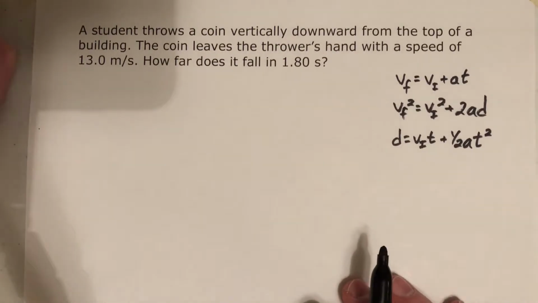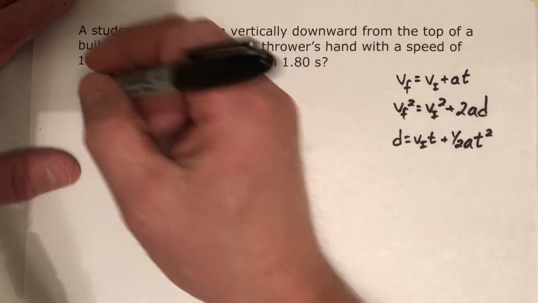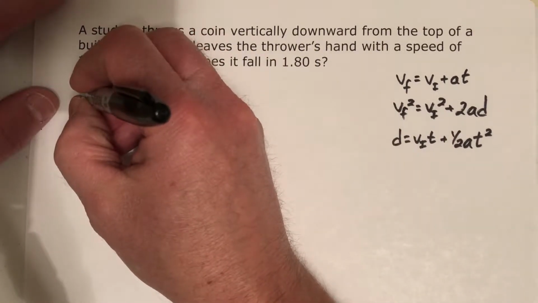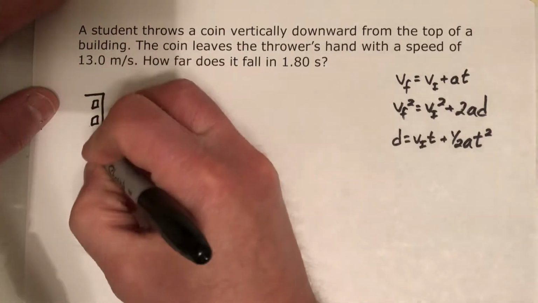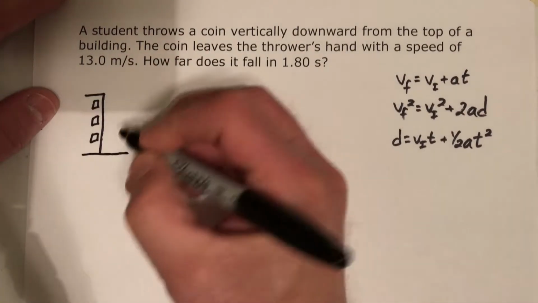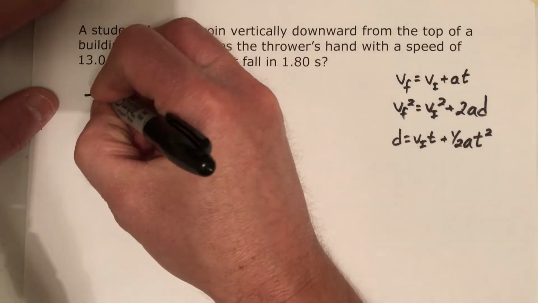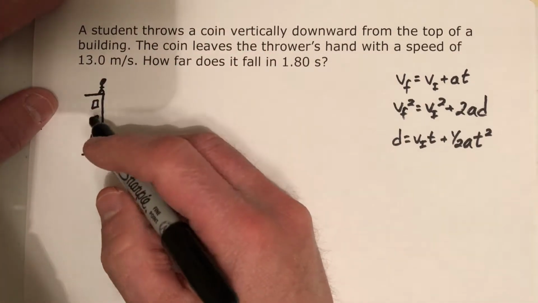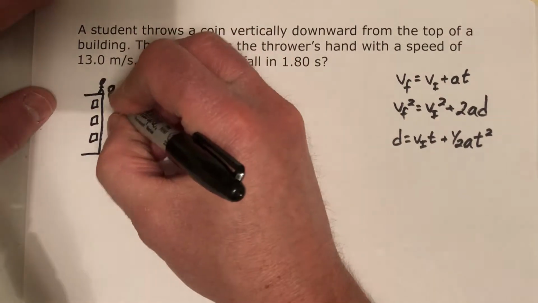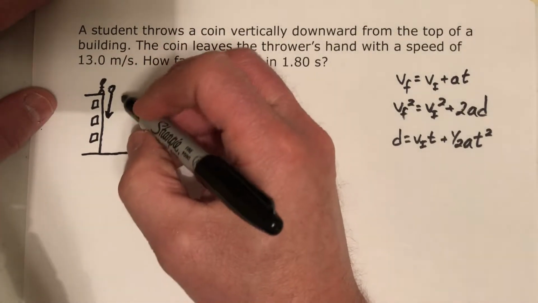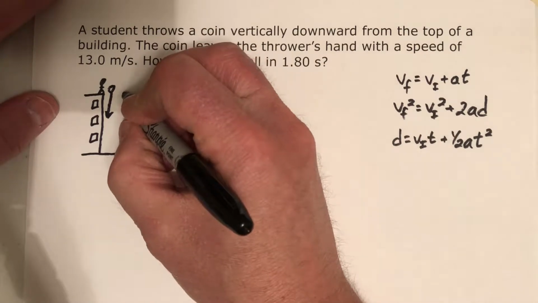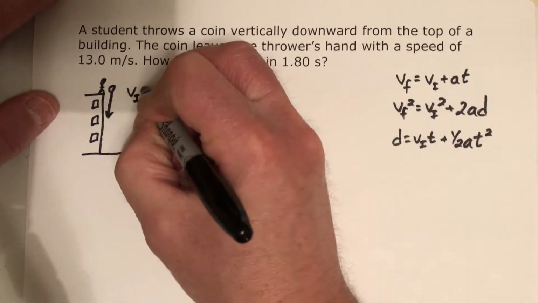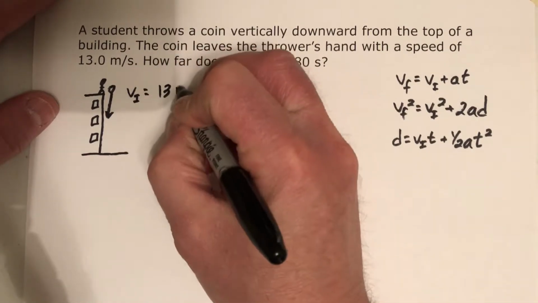Okay, let's read the question. A student throws a coin vertically downward from the top of a building. So I'm going to draw my picture. It helps me to visualize what's going on. I highly recommend you do this. There's my building, there's my person, and he throws the coin vertically downward at a speed of 13 meters per second. So our initial velocity of the coin is 13 meters per second.